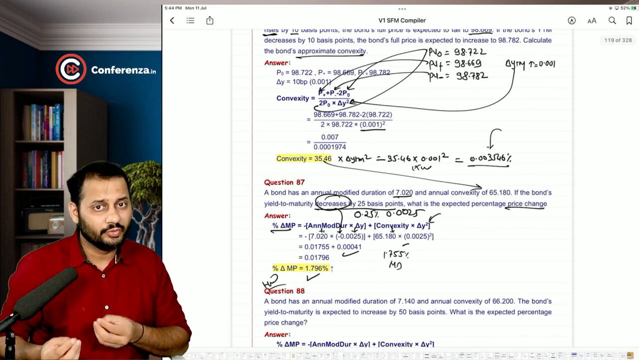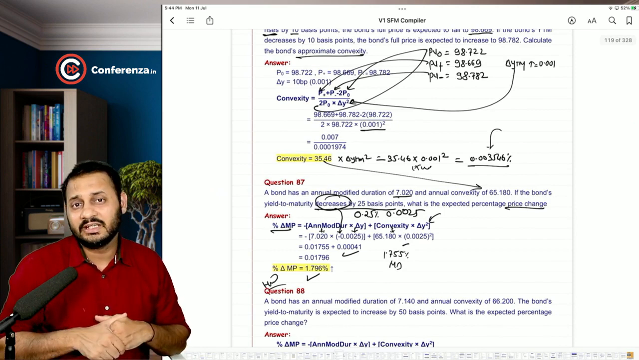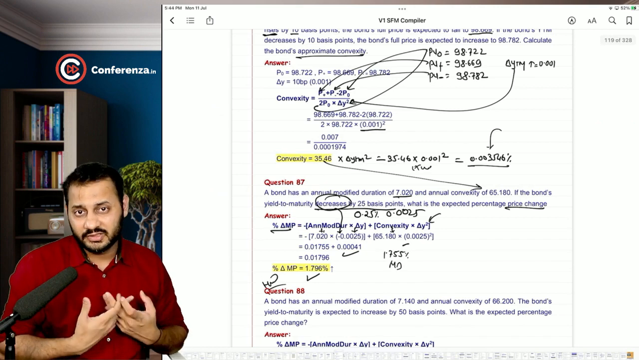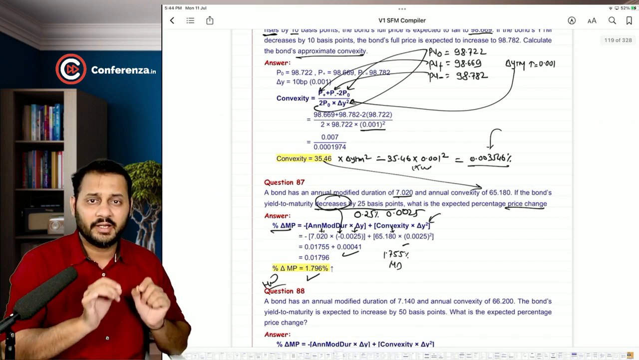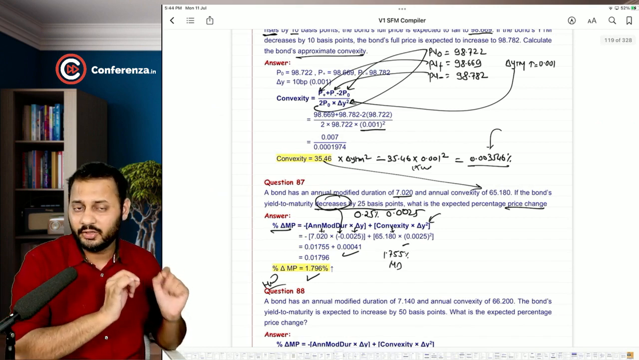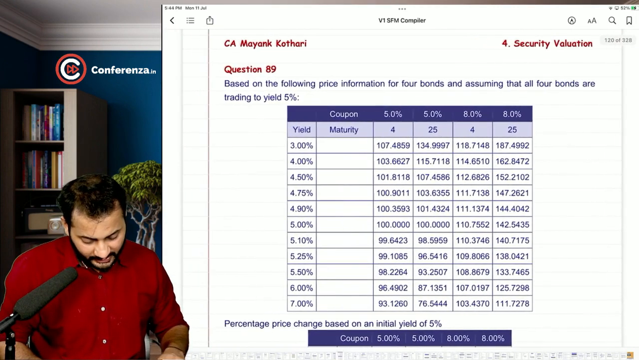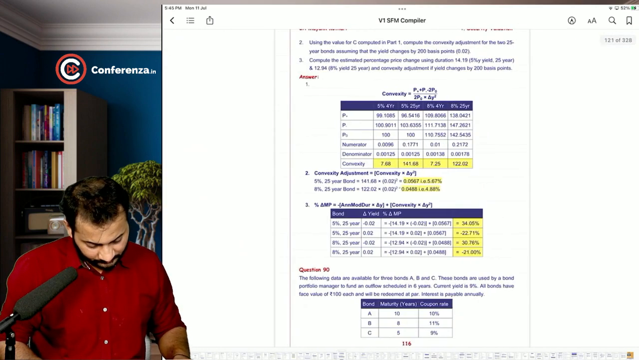Institute may ask few more questions, many more questions in the coming time, because they have not asked any question on convexity in the previous exams. So be careful about it. This is an important topic. Question number 88 is over. Question number 89 is going to be the next question.